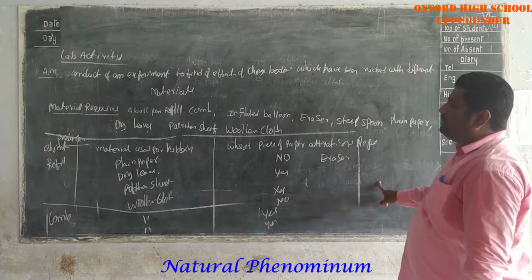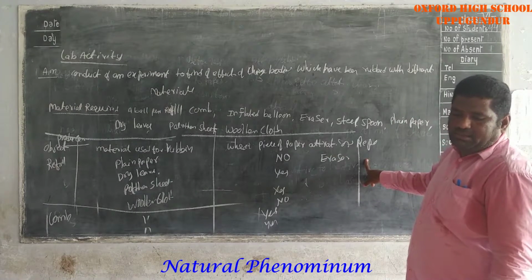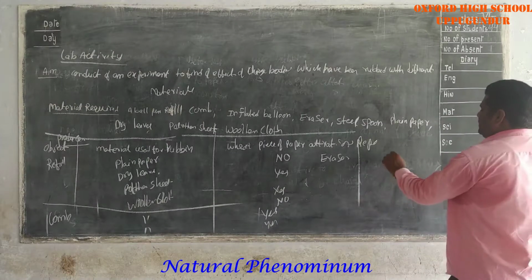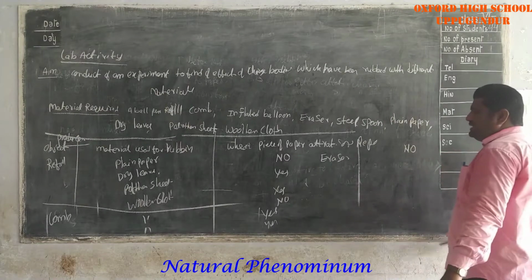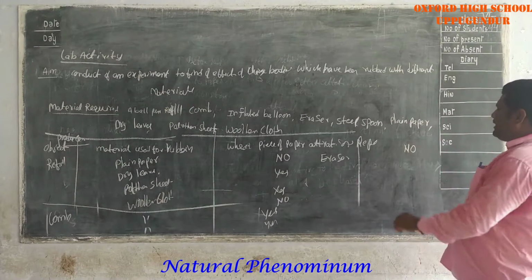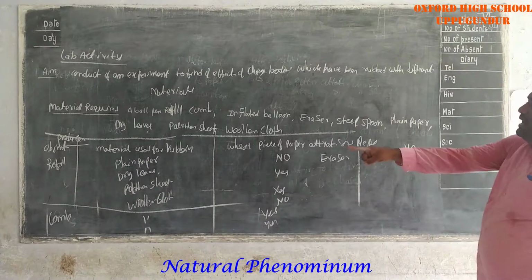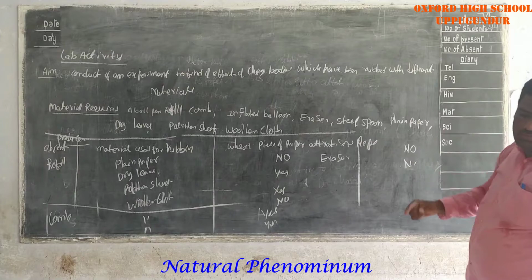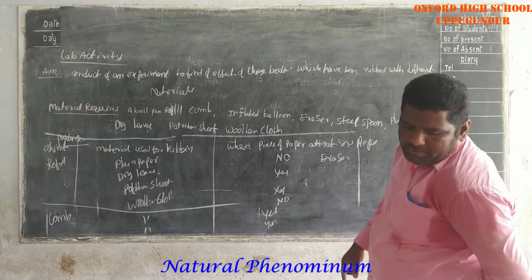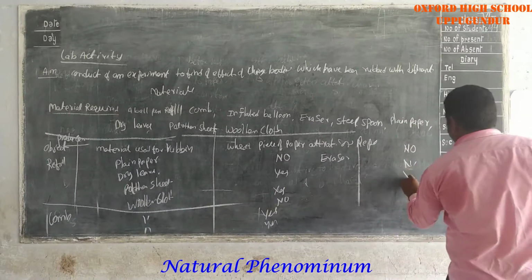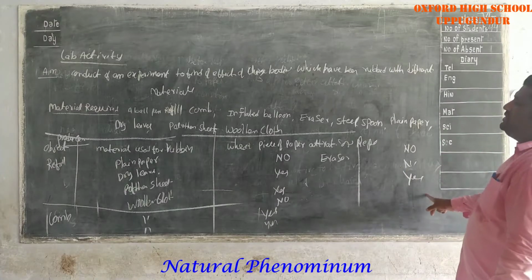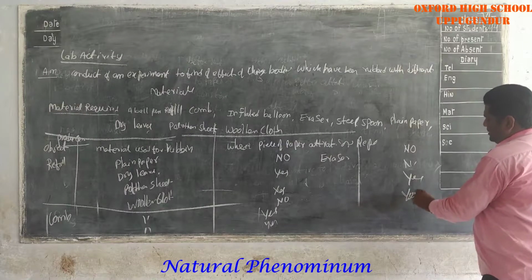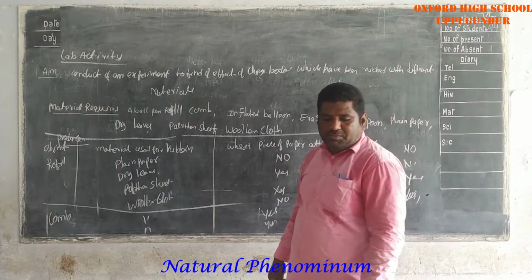The eraser is rubbed with the plain paper. Not attracting them. No. The eraser is rubbed with the dry leaves. Not attracting them. But the eraser rubbed with the polythene sheet gets attractive power. Yes. The eraser rubbed with the woolen cloth gets the charge. Yes. Next, the steel spoon.